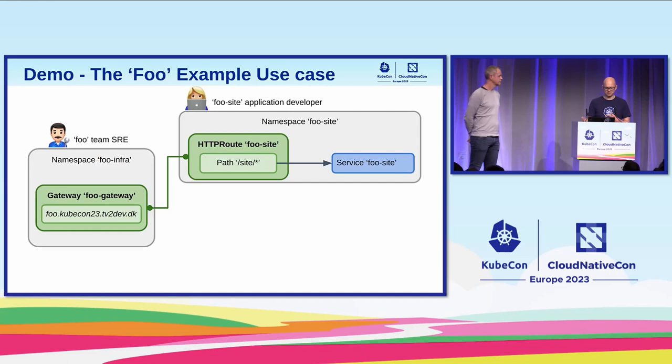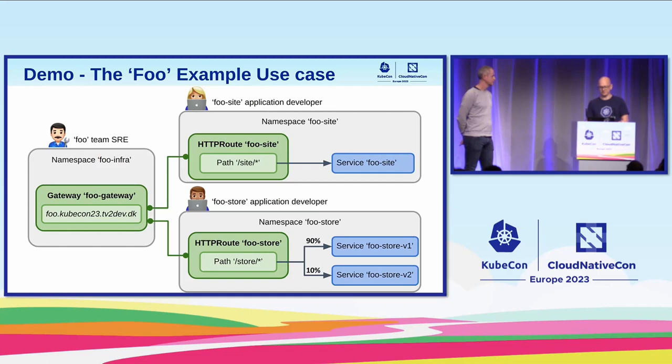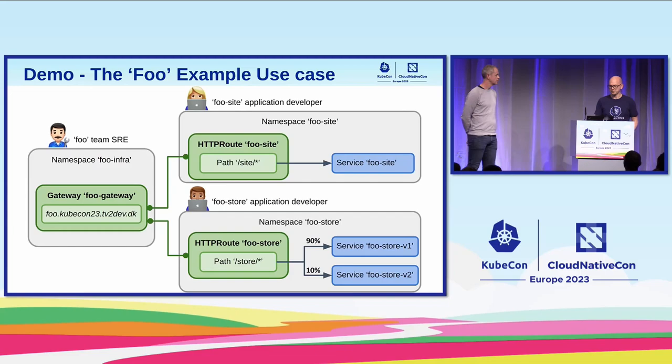and specifies an HTTP route, specifying the routing to that application, utilizing the gateway. Another team, the foo store team, would then have two different versions of their foo store service, and they specify routing to that service using the same gateway, with 90% going to version 1 and 10% going to version 2. So we'll try to demo this, and hopefully that works.